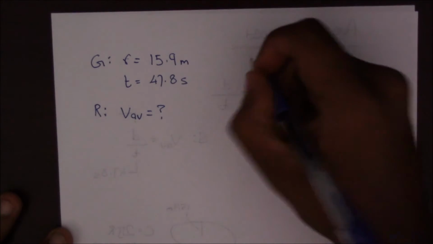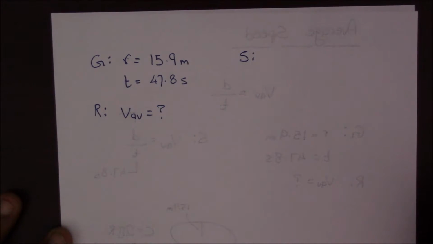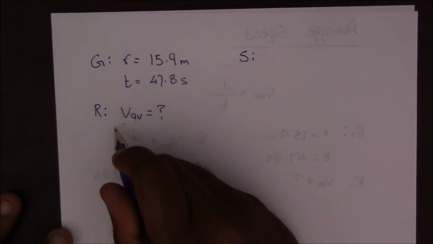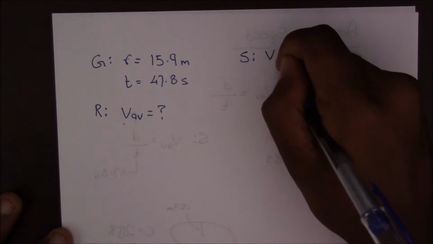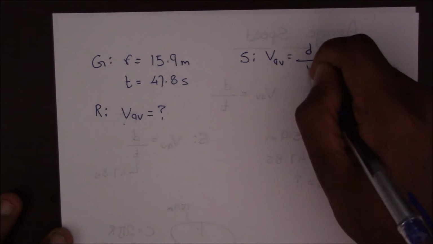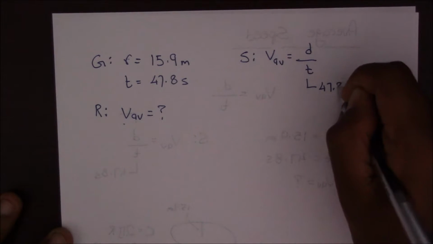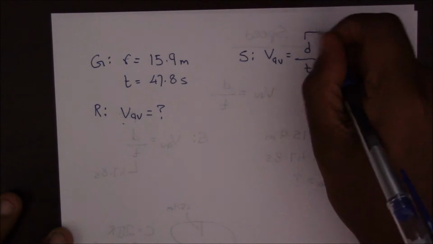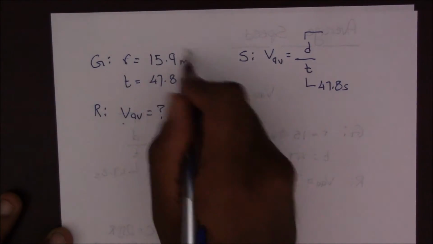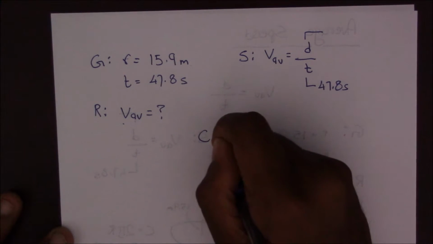Okay, now let's start figuring out a solution. S for solution. Since we're required to find the average velocity, let's write down the equation, which is average velocity is equal to the distance traveled divided by time. Time we're given, which is 47.8 seconds. On distance, we have to figure that out because we're only given the radius of the circular track. So right now we have to find the circumference.